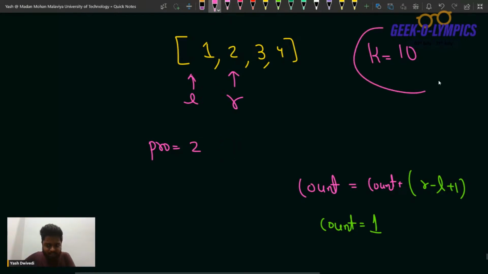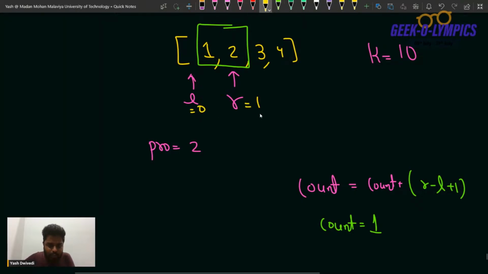So is this product lesser than K? Yes, this particular product is also lesser than K. So in this case, you can see that I am considering this particular window, right? L is standing at 0, R is standing at 1. So the answer will get updated by 1 minus 0 plus 1. So you can see that the answer will get updated by 2 because the length of this window is 2.